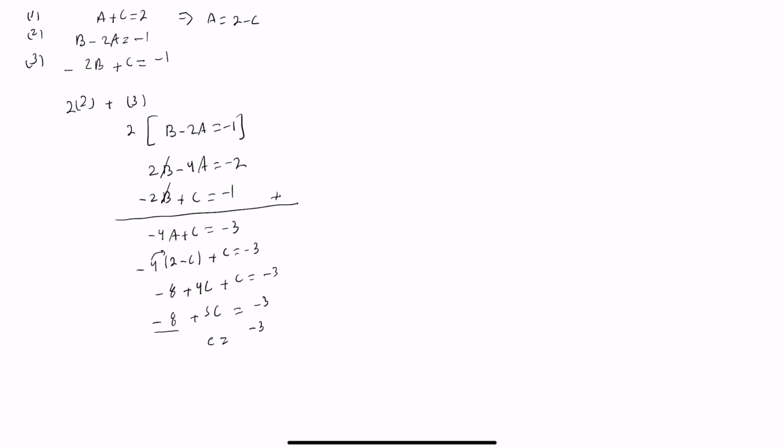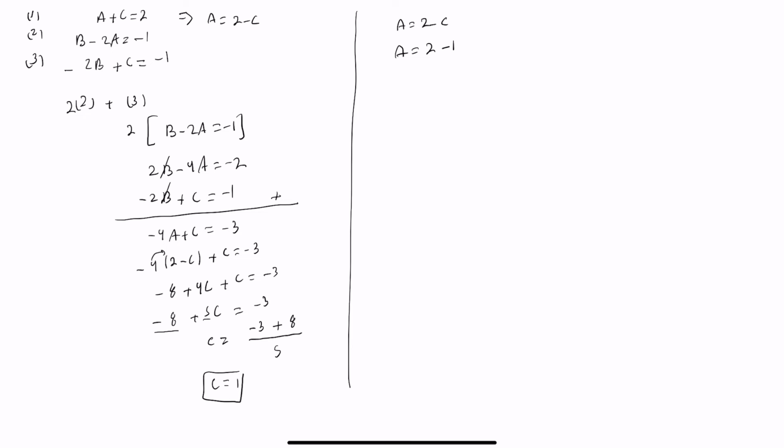Then I'm going to move this to the other side. It's going to be minus 3 plus 8, and then I'm going to divide by 5. Therefore, c is going to be equal to 1. Now I can solve for a. A is 2 minus c. A is going to be equal to 2, and then c is 1. Therefore, a is going to be equal to 1.